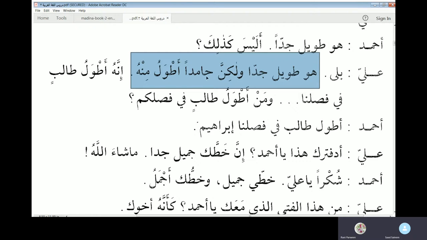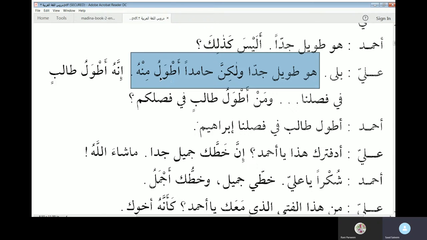ولكن حامدا أطول. And but, ولكن, and but or just but. Hamid is also tall. حامد is أطول منه. Hamid is taller than him.